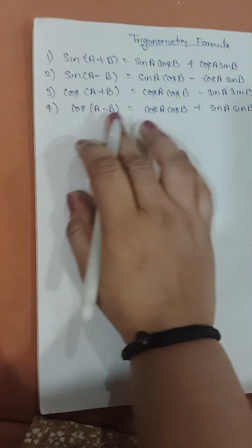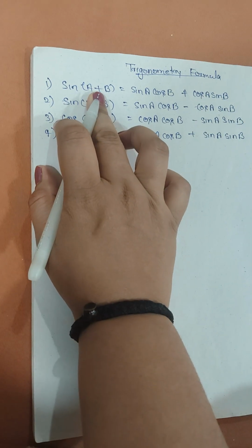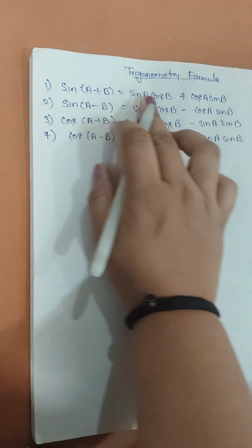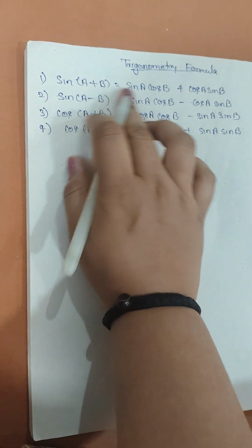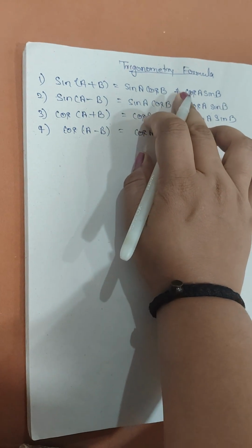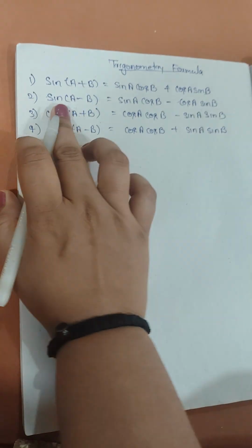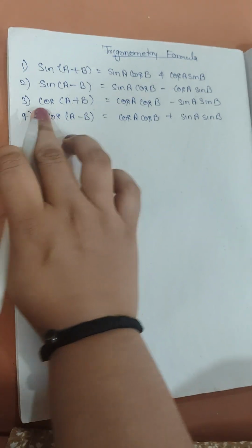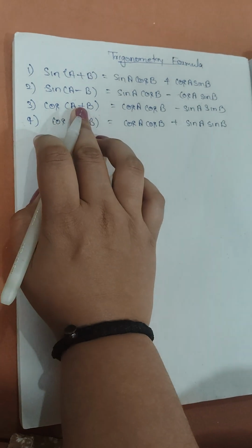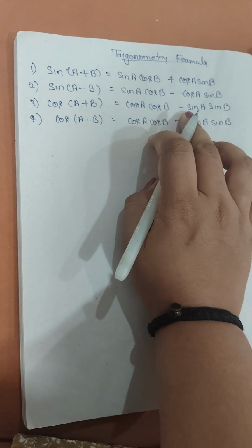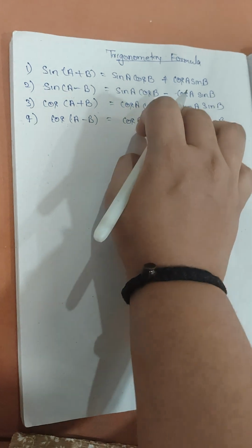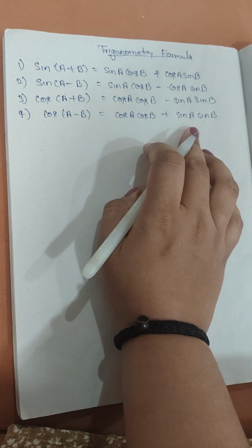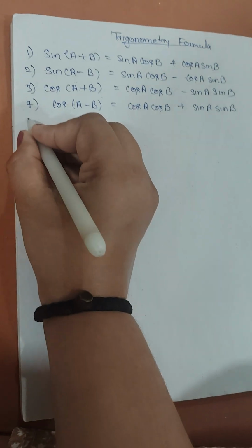One thing you should note, students: in sin, if it is A plus B, then in the derived formula sin A cos B, here also will be a plus sign, and in sin if it is A minus B, then here will be a minus sign. But in the cos case, if there is a plus sign, then in the derived formula there is a minus sign. If there is a minus, there will be a plus sign. Okay students. Now next one.